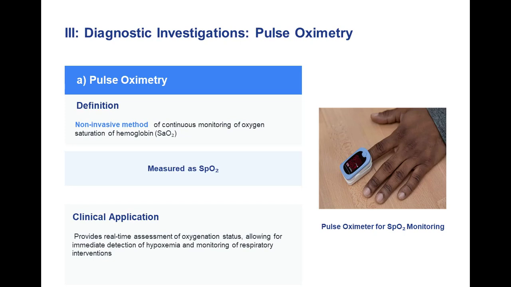Its clinical application is invaluable. It provides a real-time assessment of the patient's oxygenation status. It allows for the immediate detection of hypoxemia and is the primary tool we use to monitor the effectiveness of any respiratory interventions, such as oxygen therapy or nebulizer treatments. The SpO2 is a fast, trendable number that should be incorporated into every set of vital signs for patients with a respiratory disorder.